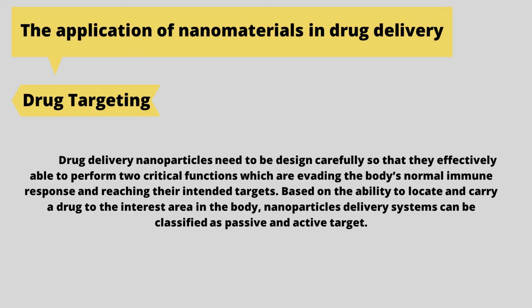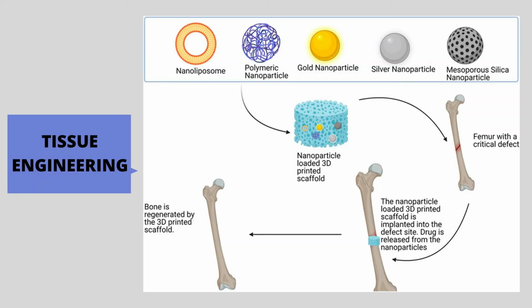Drug delivery nanoparticles are able to perform two critical functions, which are evading the body's normal immune response and reaching their intended targets. There are two types of nanoparticle delivery system, which are passive and active targeting. Passive targeting can be achieved by the permeability and retention effect. Active targeting is carried out by providing the delivery system with a homing device that is capable of guiding the carrier to the intended target.